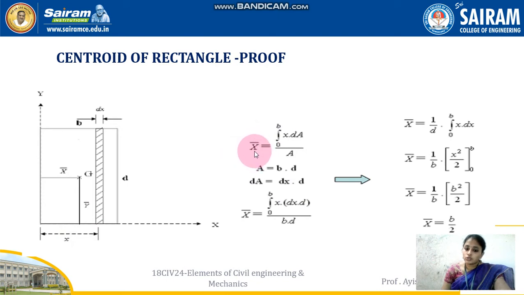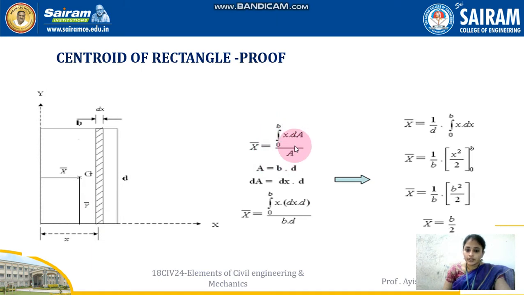We already knew that x bar is equal to the integration of x dA by A, right? So we need the limits. If you see the figure, it is with respect to x, so the distance is from 0 to b, right? Just 0 to b. Okay.